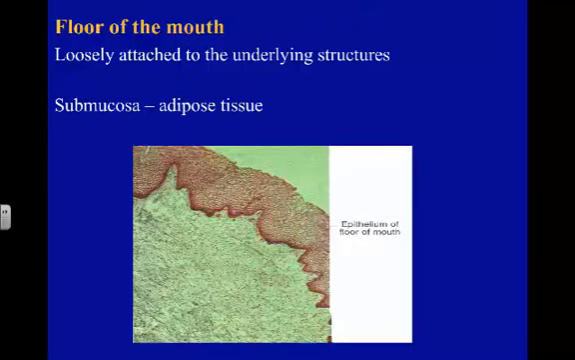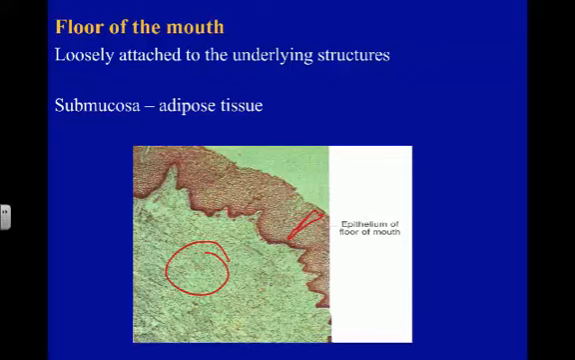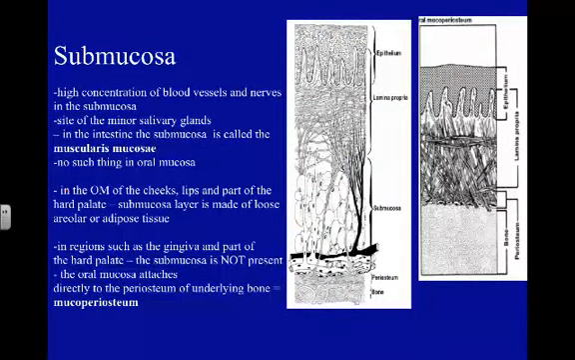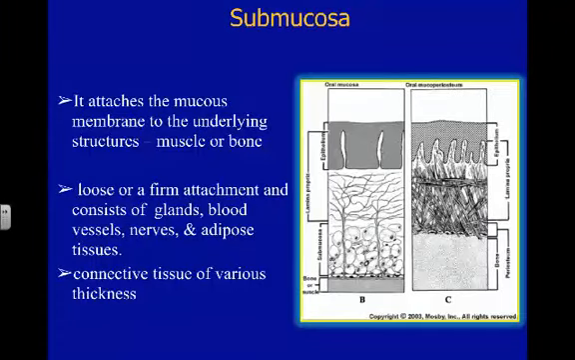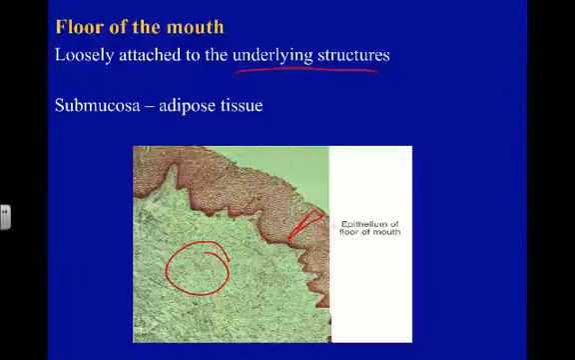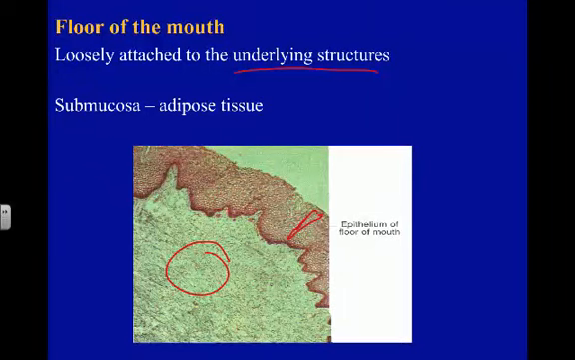Now, on the floor of the mouth. Here is the epithelium on the floor of the mouth. Here is the submucosa. Very, very important. So we attach, on the floor of the mouth, the tissue underneath. What's very important about this is: the floor of the mouth has the thinnest epithelium in the body. Okay? Why is that important?